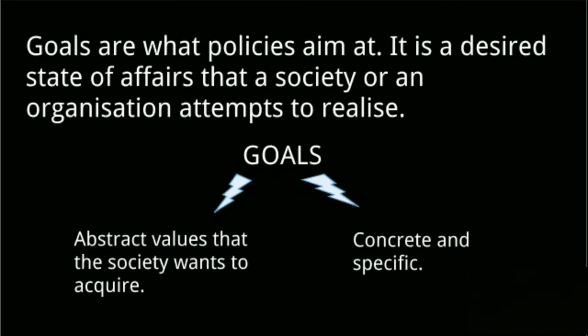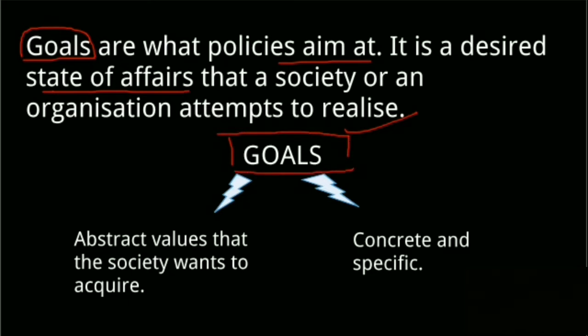Alright, so to understand the meaning of policy in a better manner, it is very important to make a distinction between a policy and a goal. Goals are what policies aim at, or hope to achieve. A goal is a desired state of affairs that a society or an organization attempts to realize. Goals can be understood from a variety of perspectives. These can be thought of as abstract values that a society would like to acquire, and there are also goals that are very specific and concrete.